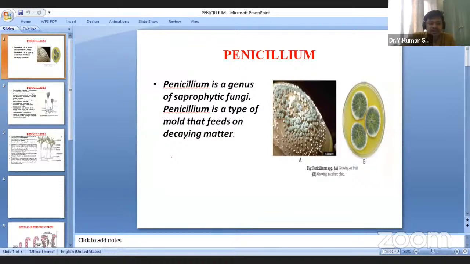Right. So now, is it clear? Are you able to see this diagram? Hello?